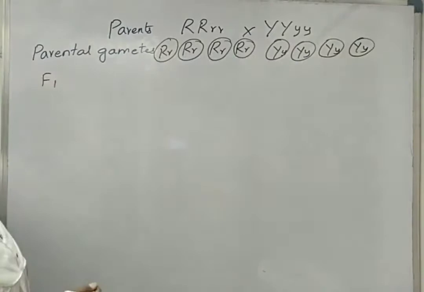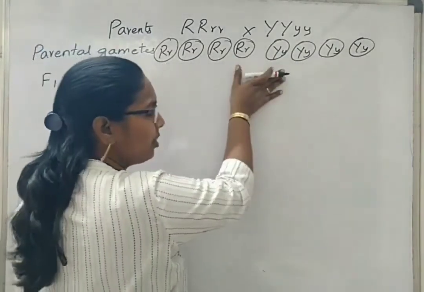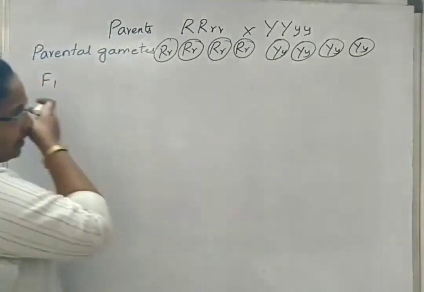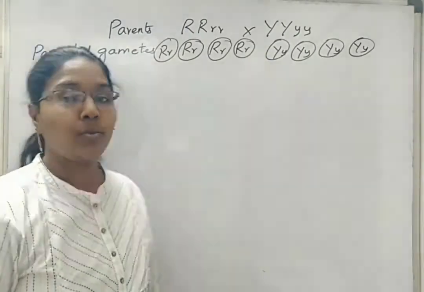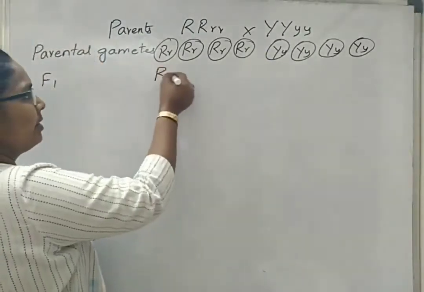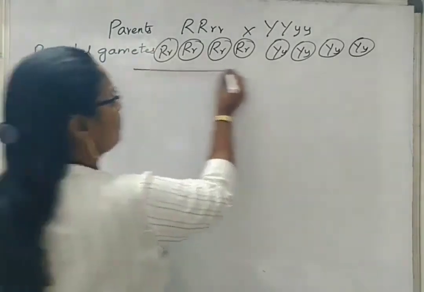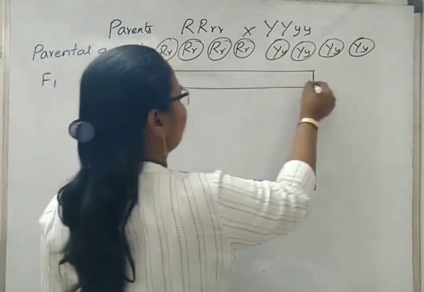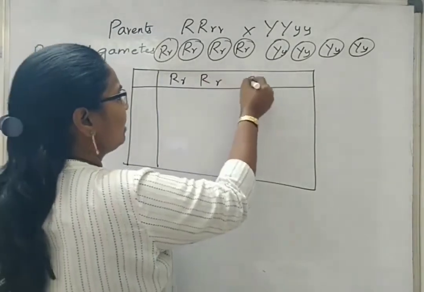When we try to obtain the F1 generation, we have to combine or fuse these two different types of gametes from two different parents. Now, if I write this in the form of a Punnett square, how does this look? First of all, I will draw the board. One gamete, another gamete.